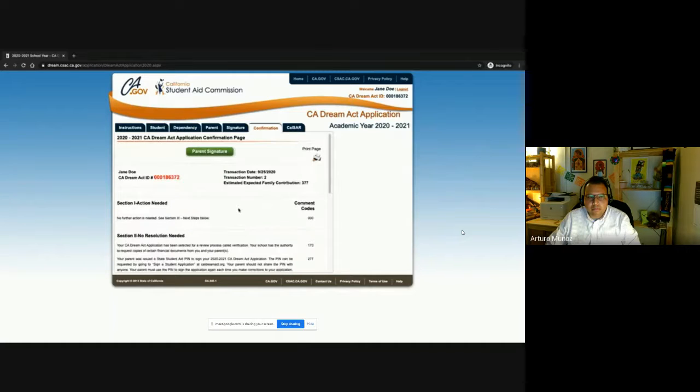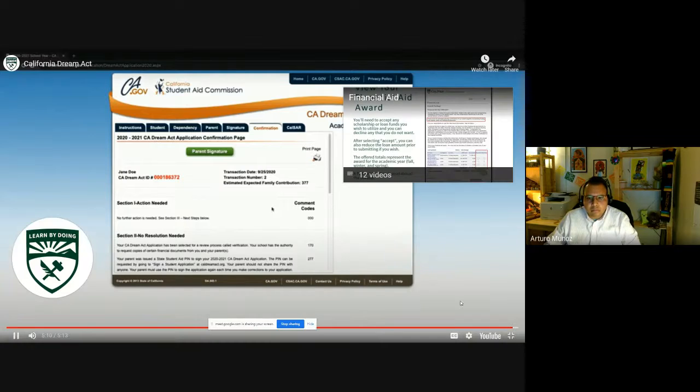You will also receive an email to the email address you provided confirming the submission of your application. Remember to renew your application for each academic year that you're in school. Contact the financial aid office if you have any questions.